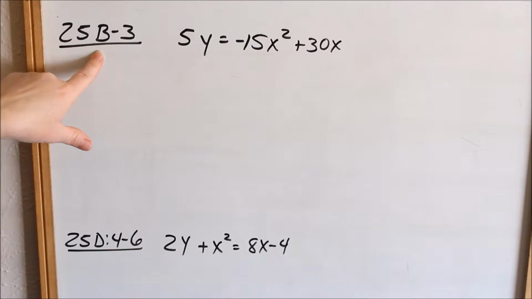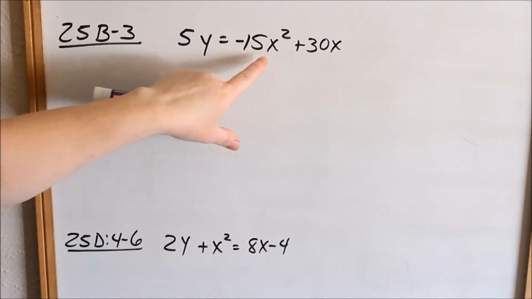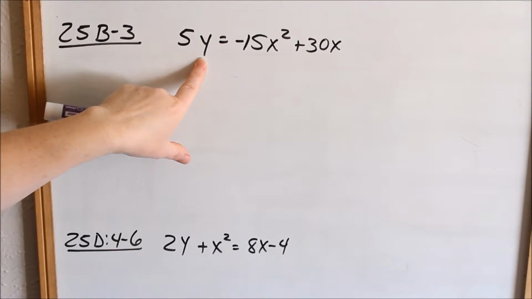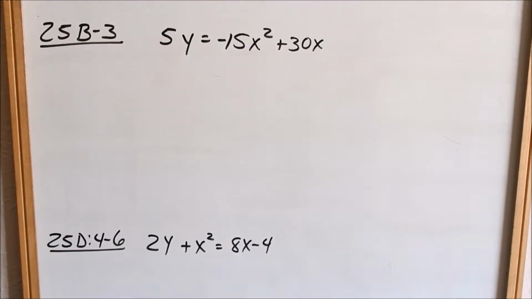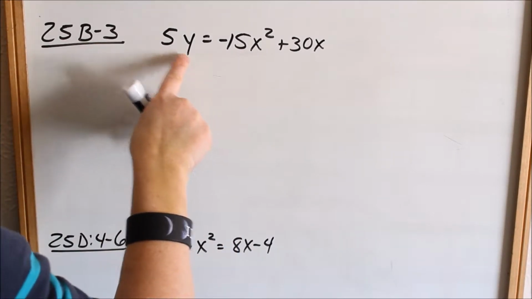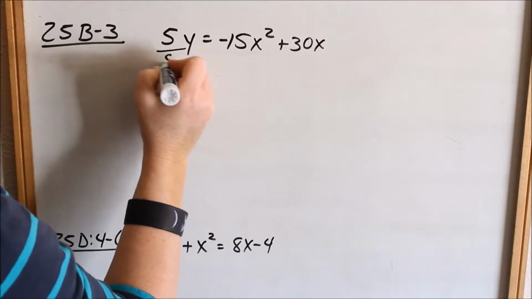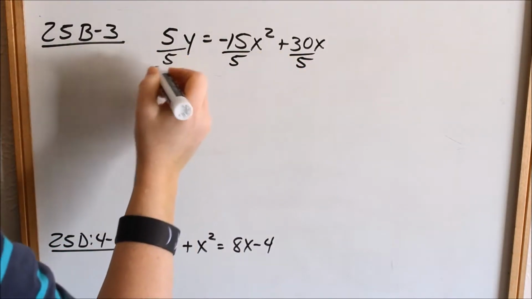Okay, we're doing 25b3. I have this equation here. The fact that I have an x squared term and y is not tells me it's a parabola. When x is squared and y is not, that's an up and down parabola. It's not in general form. General form needs to be y on one side and everything else on the other side. So I need to divide everything by 5.